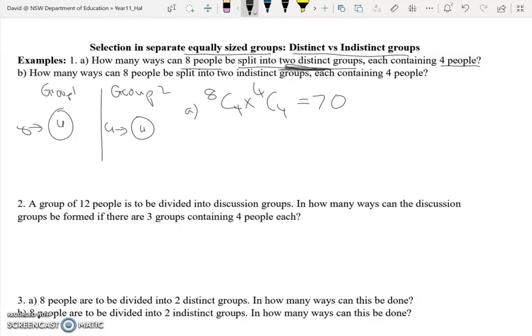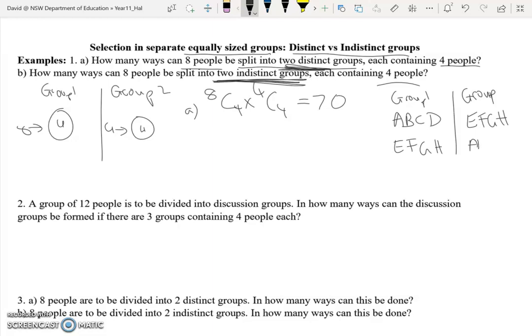B is the exact same question, except they said the 2 groups are indistinct, each containing 4. So I'll give you an example of what's going on here. Imagine you've got A, B, C, D in group 1, and you've got E, F, G, H in group 2. And imagine we switch that, so E, F, G, H is in group 1 and A, B, C, D is in group 2.